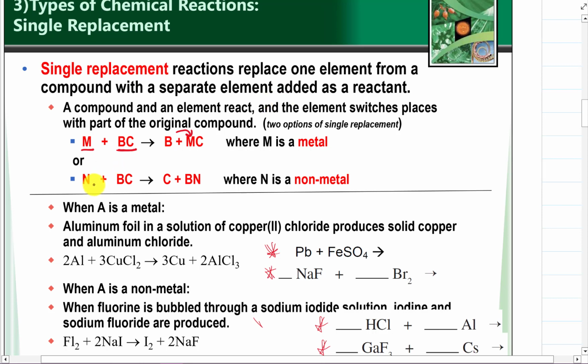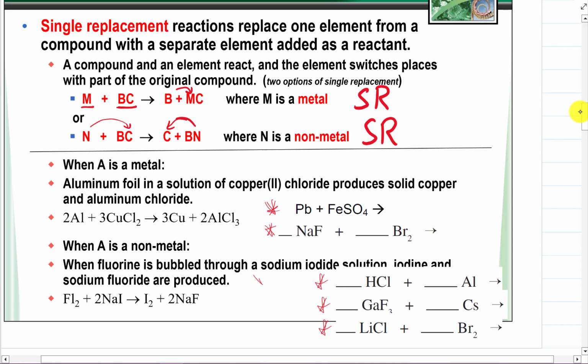And here, if it's a non-metal and that compound, the N is going to replace the non-metal. So the non-metal is the C, the second part, because it's always a metal and a non-metal in an ionic compound. So this C was where the N was. So there's two different types of single replacements. These are single replacements.